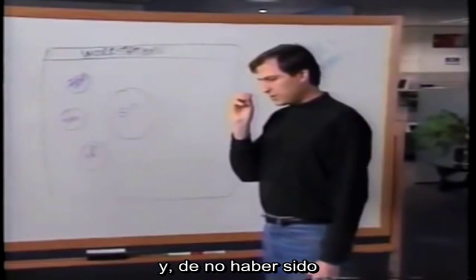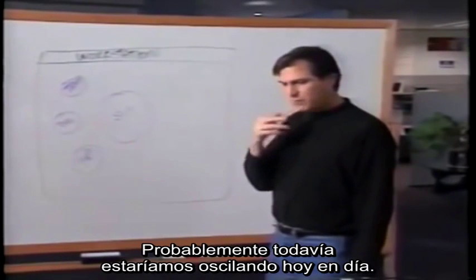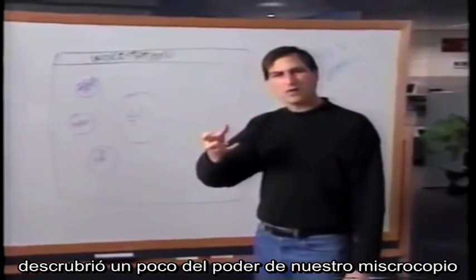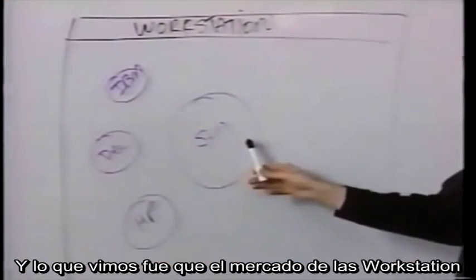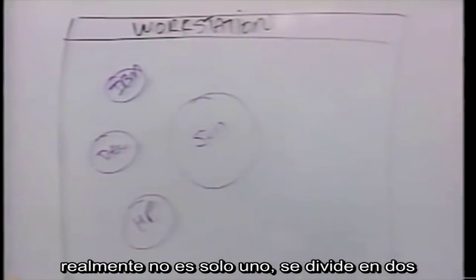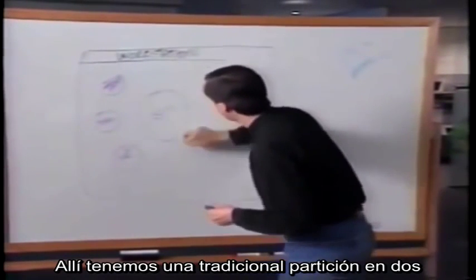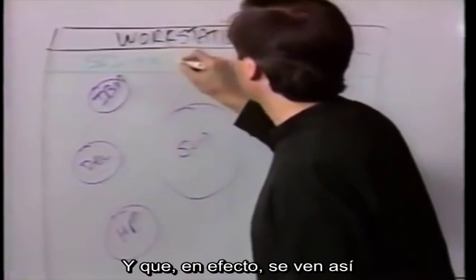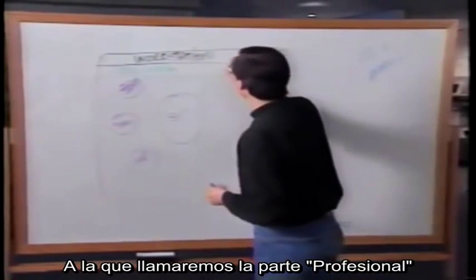And had it not been for a revelation, if you will, 5 or 6 months ago, we probably would still be oscillating today. And what that revelation was that somebody turned up the power of our microscope a little bit, and we saw something very important. And what we saw was that the workstation marketplace is really not just one workstation marketplace, but two. There's the traditional half, which is what we've come to know and love, science and engineering, which does indeed look just like this. But there's a new half emerging, which we're calling the professional half.